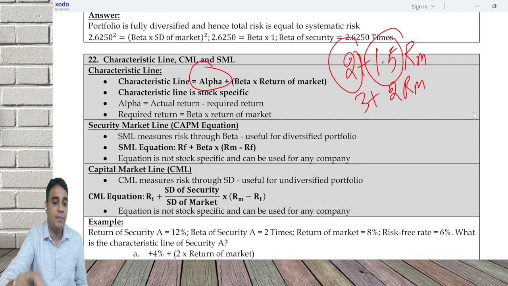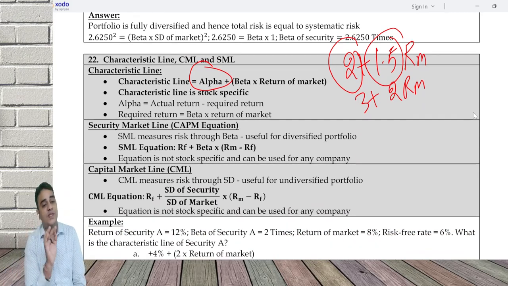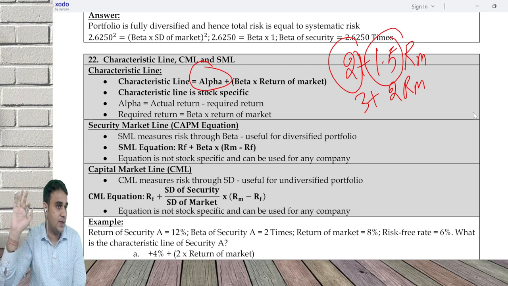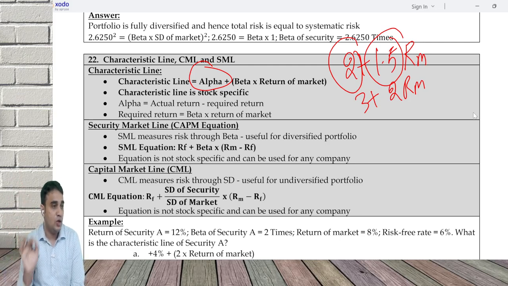Next comes SML, which is nothing but your CAPM equation. RF plus beta into RM minus RF. This is for the entire industry. You want to do it for Infosys, substitute the beta of Infosys. You want to do it for TCS, substitute the beta of TCS.